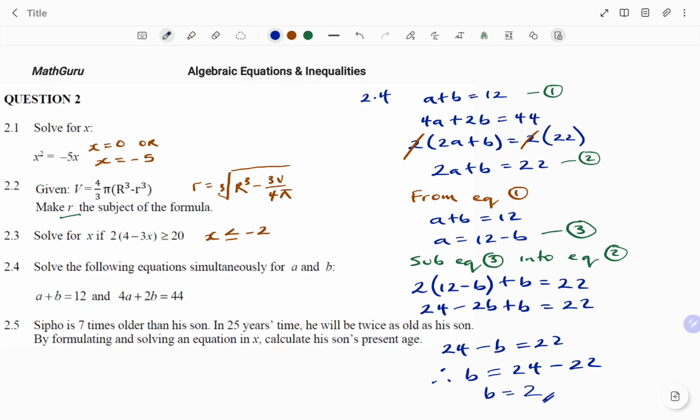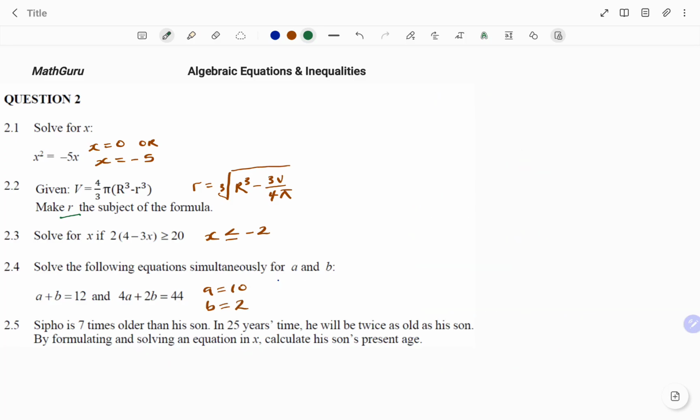Now that is a simultaneous equation, so we have to get both values for a and b. So because my b is 2, using my third equation, from equation 3, my a will be 12 minus b, which is 2, which is 10.